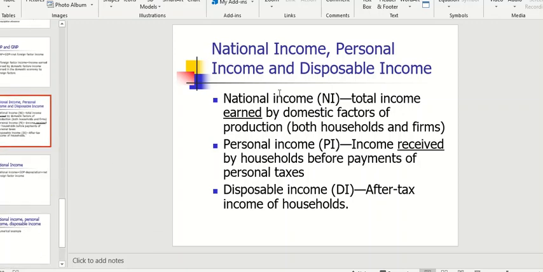So what's the distinction between these three? Let's look at the first two. Income earned by domestic factors of production, and then the next one, personal income, is income received by household members. They look very similar, but when you look at it closely, they are different. What is earned is not necessarily received. What is received is not necessarily earned. So shortly, we will look at how we can calculate personal income.